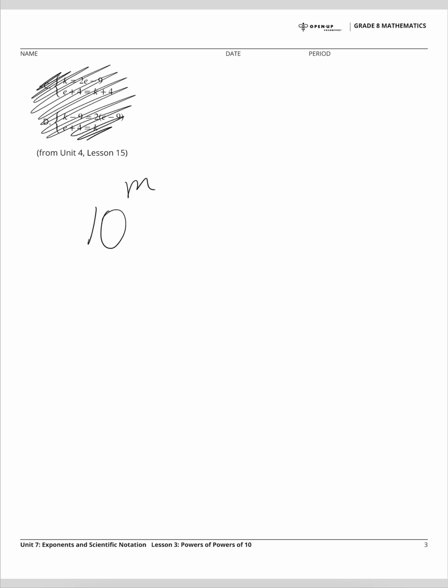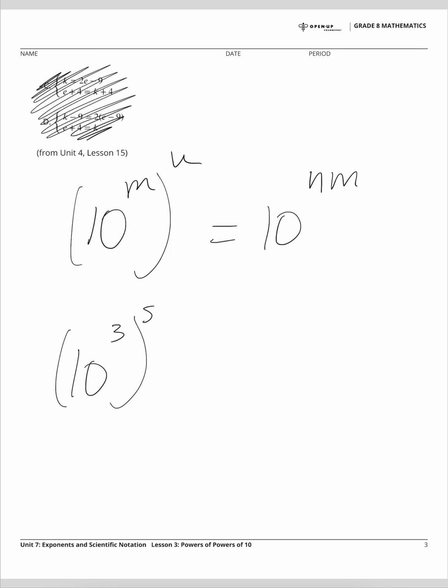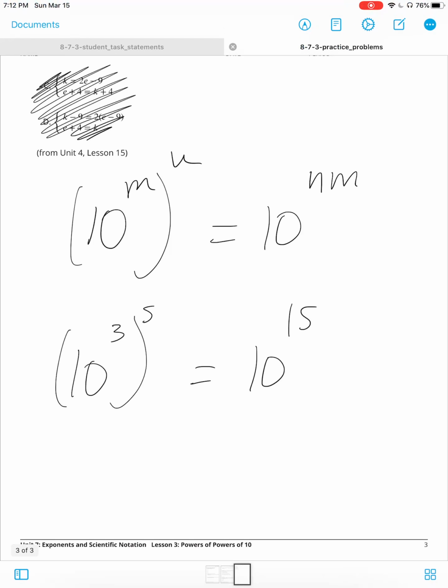Wonderful. At this point, go ahead and take pictures of your work and upload them so you can get credit. But most importantly, write this in your notebook. 10 to the n to the nth power equals 10 to the n times m. And if you need an example, it will help. Thank you.